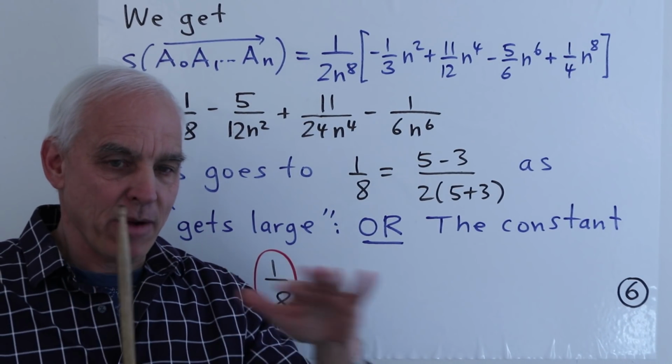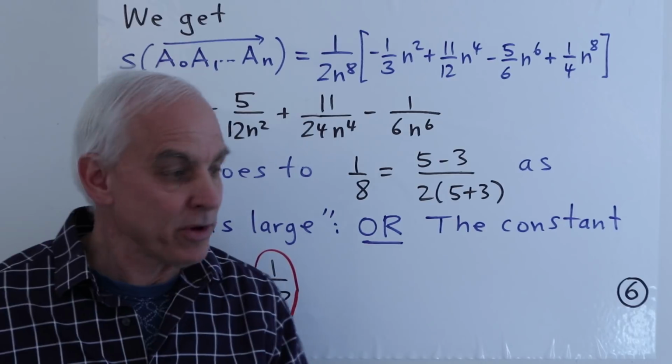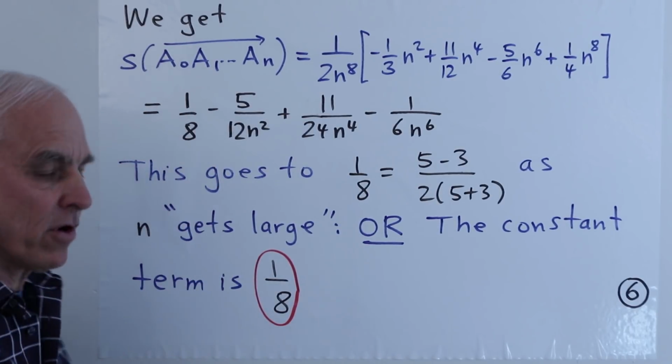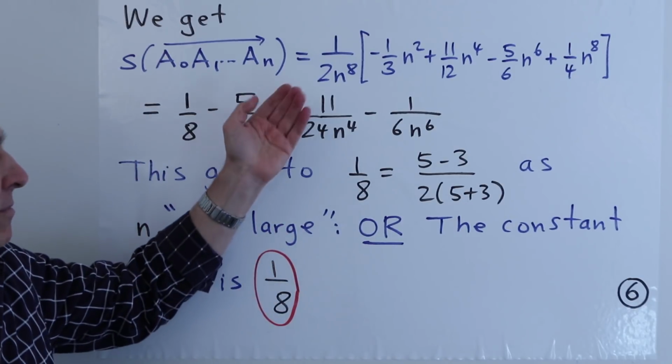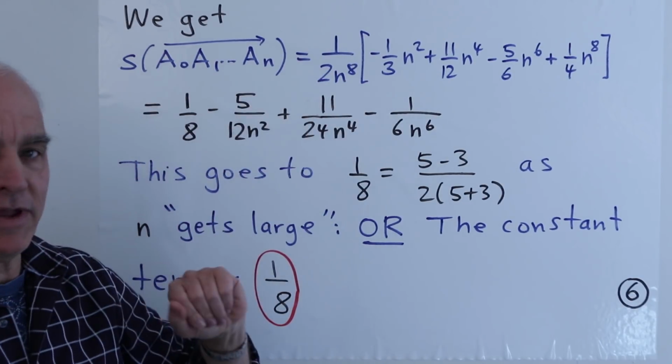So we take those linear combinations of Faulhaber polynomials and we get a formula for our assigned area of our spline as a polynomial involving n.